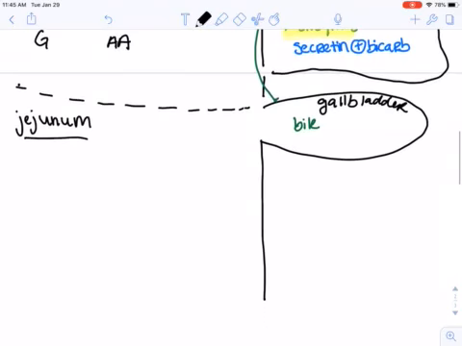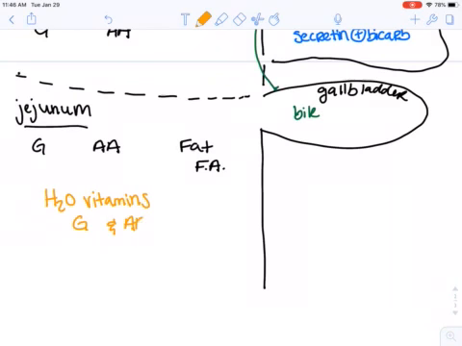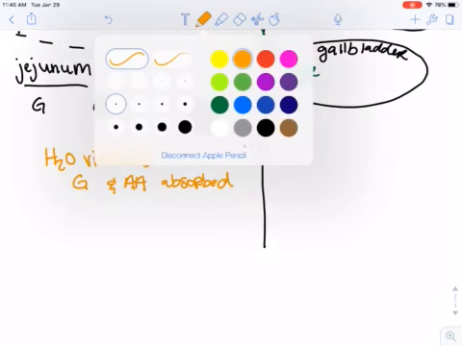So once we're in the jejunum, now we're going to have glucose, we're going to have amino acids, we're going to have still some fat because bile is still trying to do its job, and we'll have some fatty acids. So for absorption, what's going to happen is our water-soluble vitamins are going to be absorbed, our glucose is going to be absorbed, and our amino acids are going to be absorbed. So we're having a lot of absorption here in the small intestine because that's the primary role.